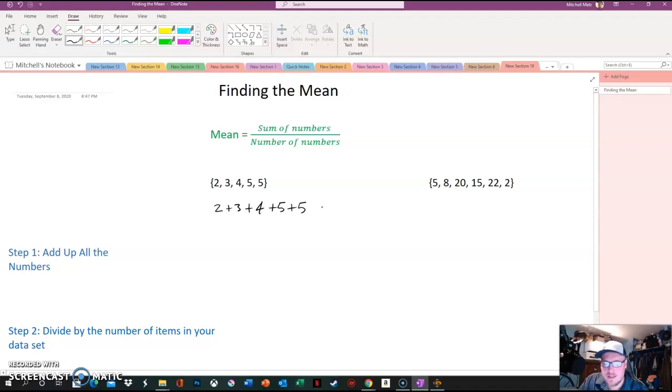So now I'm just going to add these up. You can use any way to add them up. I'm going to do it based on place value. So I know that these two make a 10. I know that this will make a 7. And this will be a 9. So 9 plus 10 will be 19.